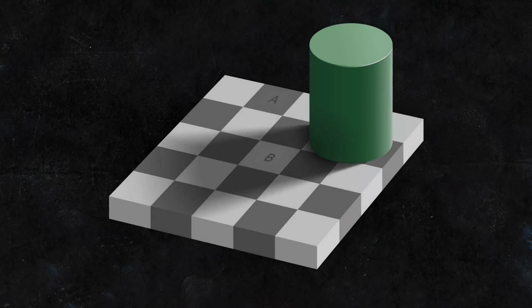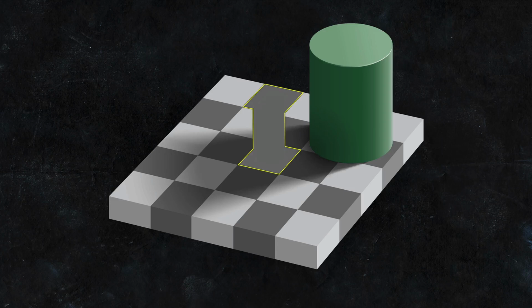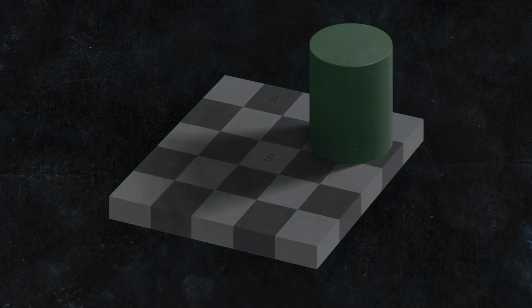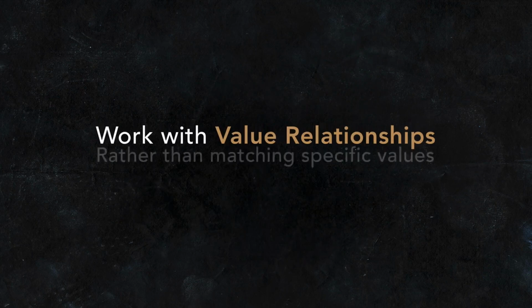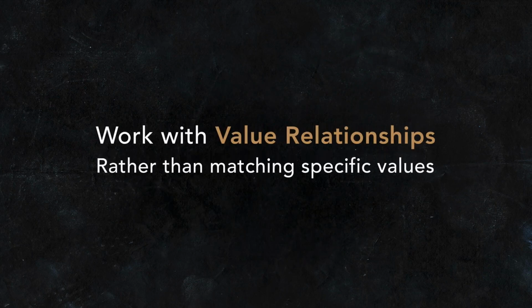Which area looks brighter to you here, A or B? To me, B looks brighter. Well, they are the same. B is inside the cast shadow, so your brain interprets it differently than A. This is an optical illusion, and the same thing will happen to you as you draw or paint. You will misjudge values. The solution to this is to work with value relationships rather than trying to match a particular value in the model or reference. More on that later.